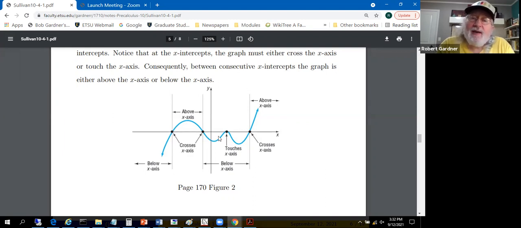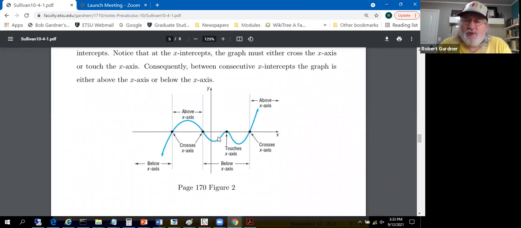If we can find all these x-intercepts, and we can by factoring, then that gives us some idea of what the graph must look like. It must be above or below the x-axis between consecutive x-intercepts. If this is the first x-intercept when reading from left to right, then that graph must be entirely below the x-axis as drawn, or possibly entirely above the x-axis as drawn.